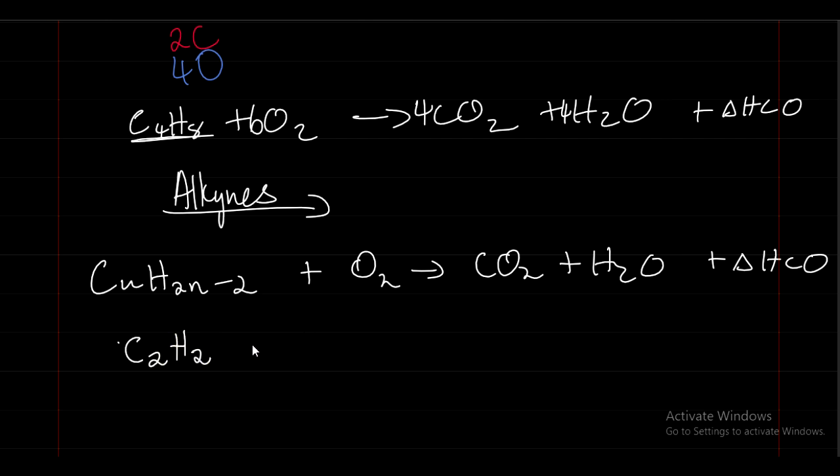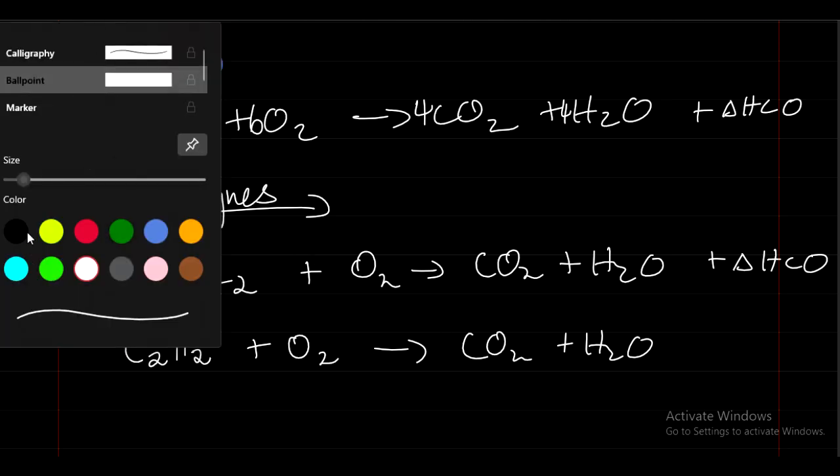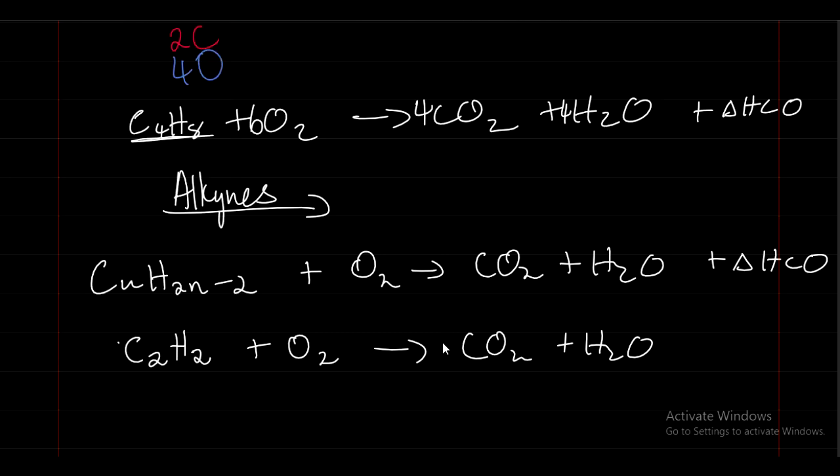Okay, so plus oxygen, giving us carbon dioxide plus water. Okay, so let's try to balance this. So how many carbons do we have on the left? We have 2 carbons. Let's try to put 2 here. And then how many hydrogens do we have on the left? We have 2 hydrogens, right? And then here if I say I have 2 hydrogens as well, then here I have what?